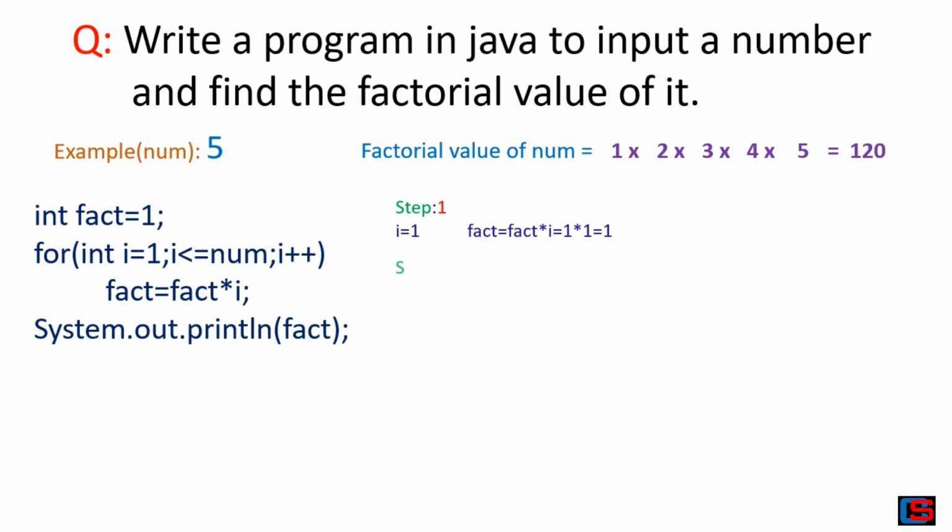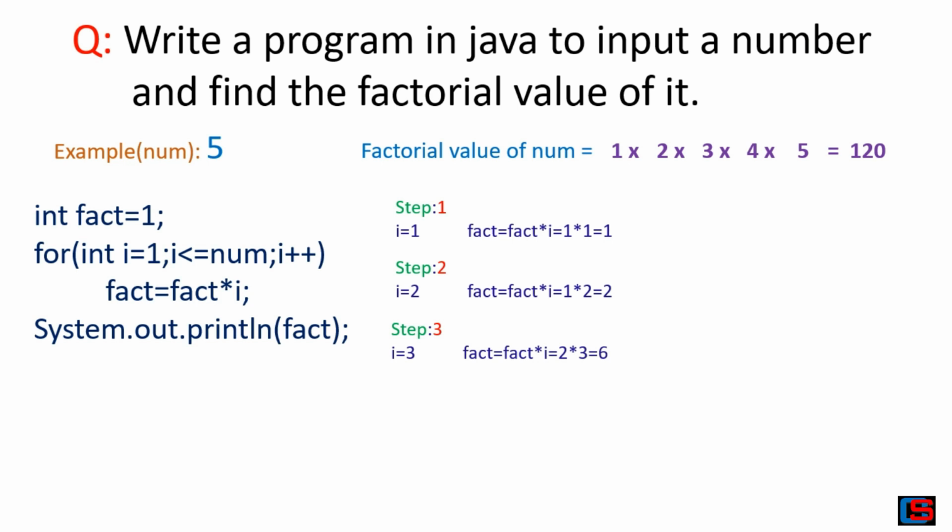In the second step, i is increased and becomes 2, and fact equals fact into i. The previous fact value is 1, and the current value of i is 2, so 1 into 2, and the fact value becomes 2. In step 3, i is increased and becomes 3, and fact equals fact into i. The last fact value is 2, so 2 into 3 becomes 6. So the current fact value is 6.